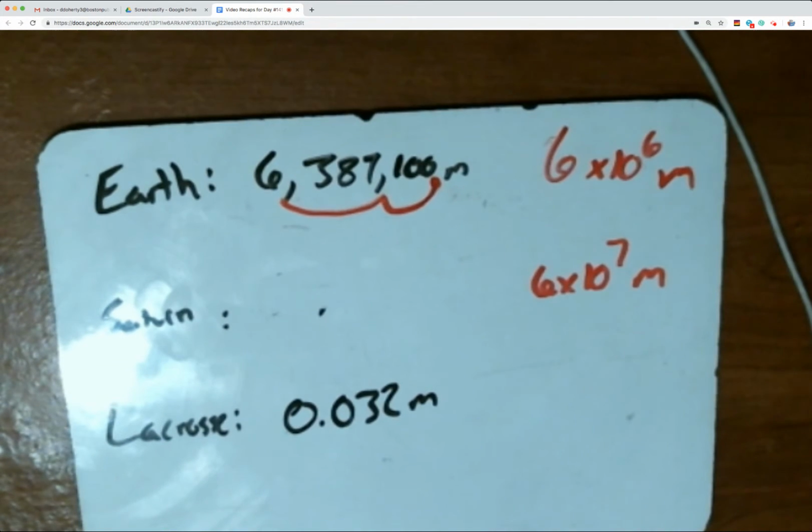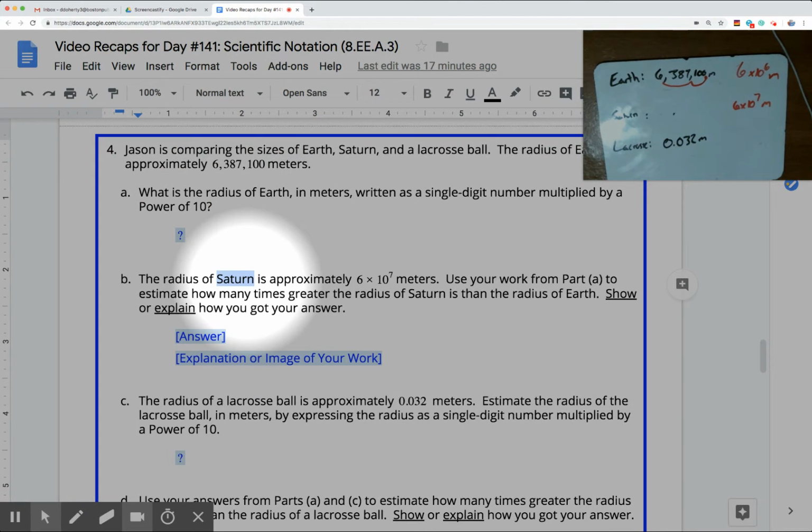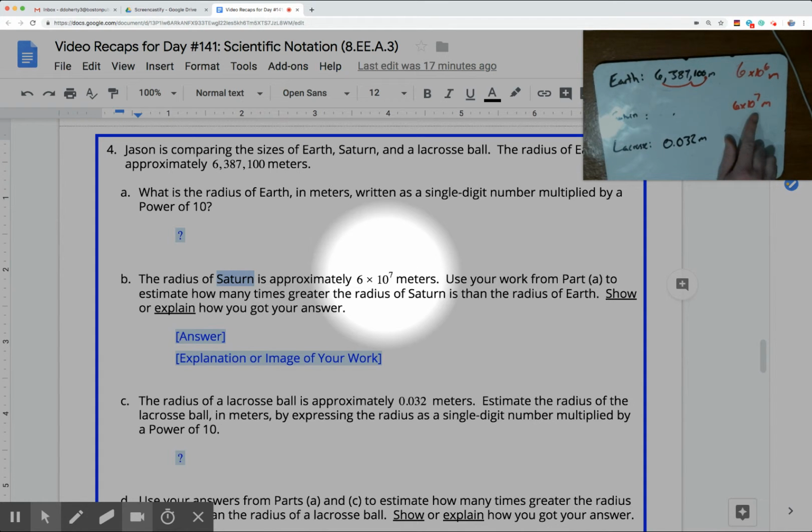Part B. So again, you could have 6 times 10 to the 6th. If you wrote 6.3871 times 10 to the 6th, I think that's fine for part A. Either one would be getting credit. Part B tells us that the radius of Saturn is approximately 6 times 10 to the 7th meters. They want us to use our work from part A, how we wrote the Earth's radius as a power of 10, to figure out how many times greater the radius of Saturn is than the radius of Earth.